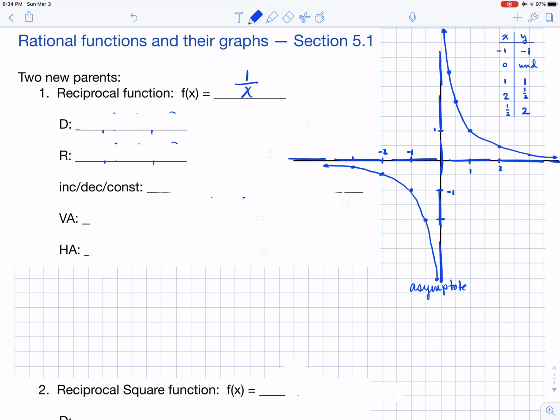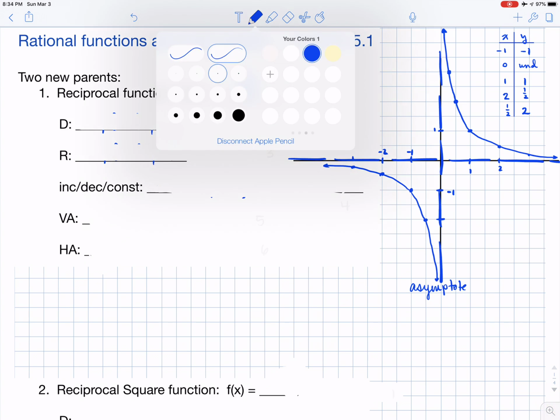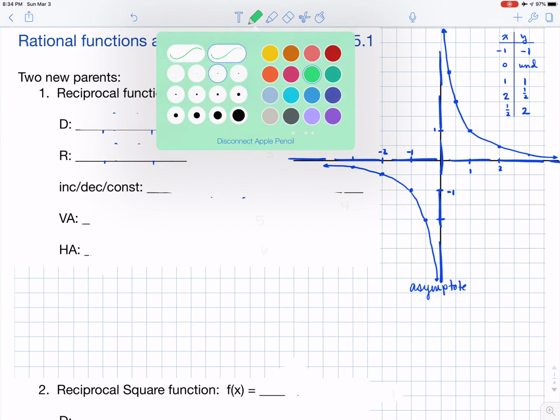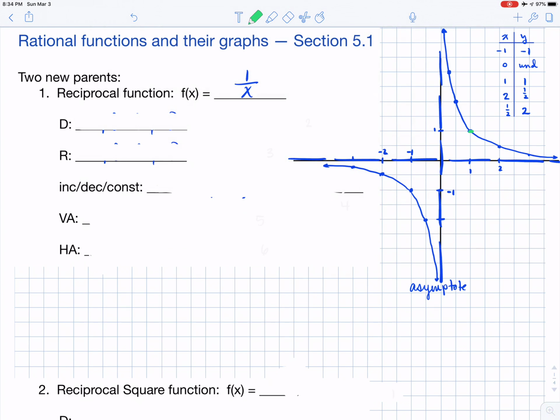So this is the parent graph along with some special points. I would say that the most special points that you need to be concerned with are the 1, 1 coordinate and the -1, -1 coordinate. Those are the two special points that you need to be concerned with.